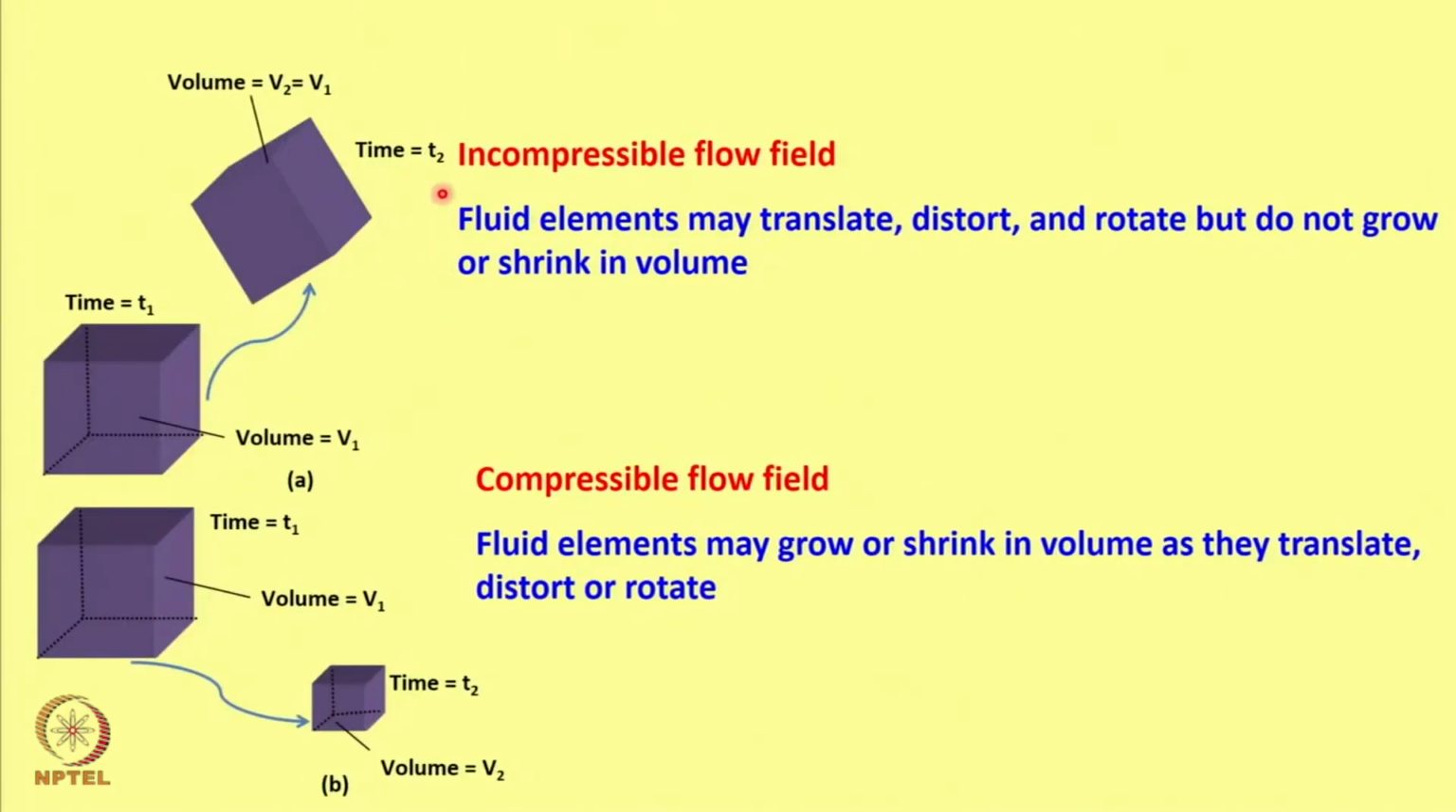So now coming back, this is incompressible fluid flow. Fluid elements may translate, distort, rotate, but they would not increase or decrease in volume. You may have del u by del x, but you may have a countering del v by del y, which will make it del u by del x plus del v by del y equal to 0. So that is why it will not grow or shrink in volume, but in compressible fluid flow it will not only grow and shrink in volume but also translate, distort and rotate. So this is about incompressible and compressible fluid flow.